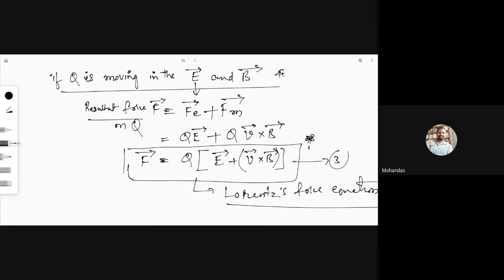So this is the first force, the force on a charged particle. Now we'll discuss the second force, and the problem on this equation is important. Let me do that problem also. Note down this equation. Lorentz force equation equals Q into E plus V cross B.